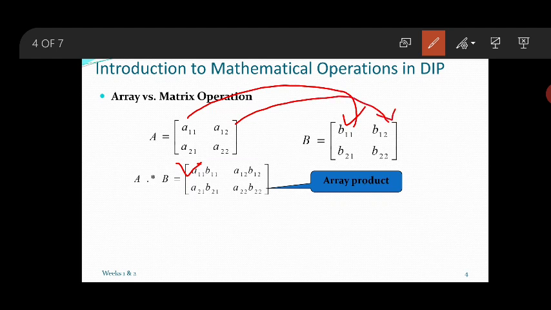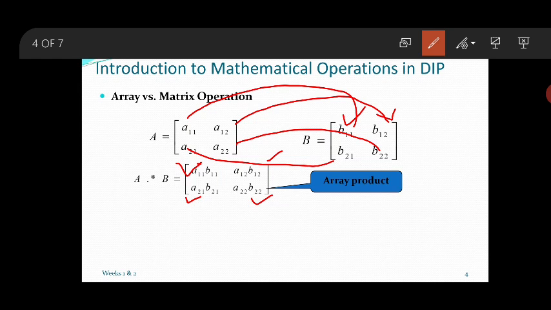I hope you understood this one. Next, A21 with B21, which gives the third component. Then A22 with B22 gives the fourth component. The condition here is that the rows of A and B must be equal, and the columns of A and B must be equal. Then only can you perform this operation.